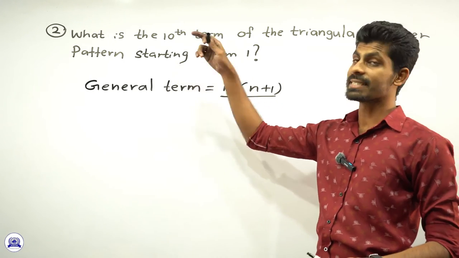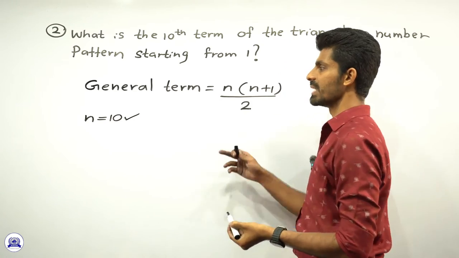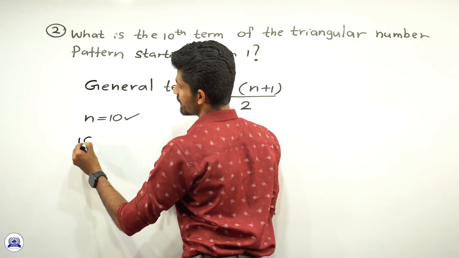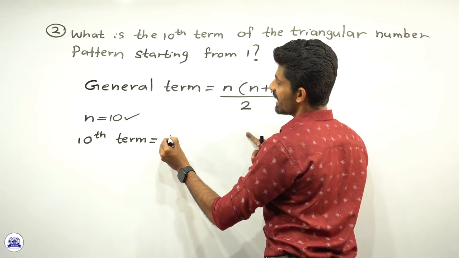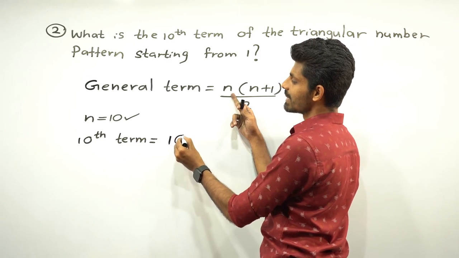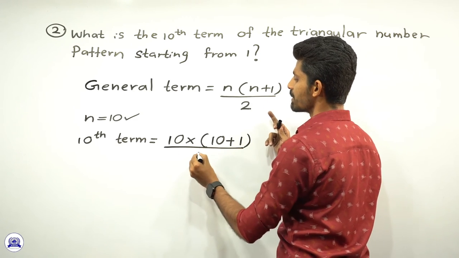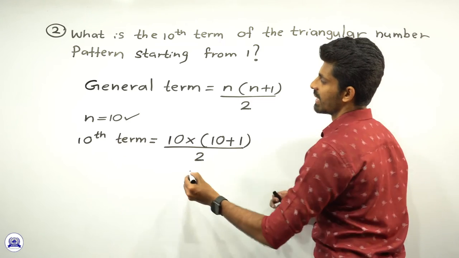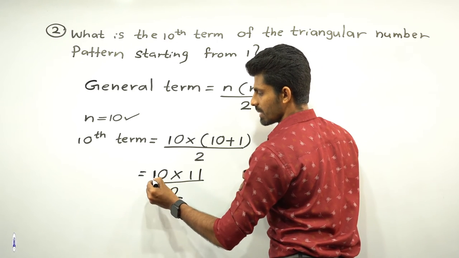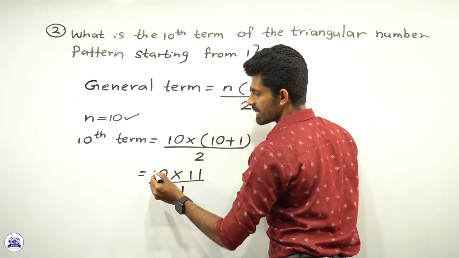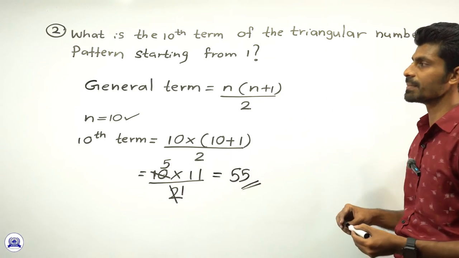So they're asking for the 10th term. You need to substitute n equals 10. Instead of n, you need to substitute 10. So 10th term equals 10 into 10 plus 1, divided by 2. 10 into 11, divided by 2. 2 divided by 2, 1. 10 divided by 2, 5. 5 into 11, 55. So the 10th term equals 55.